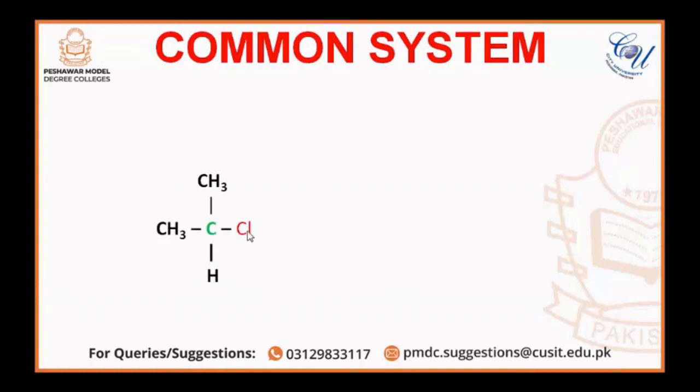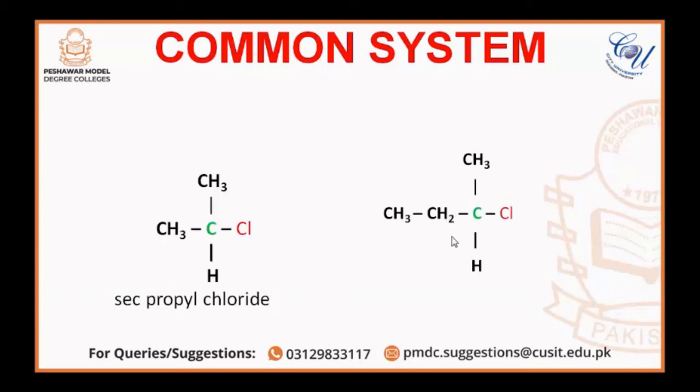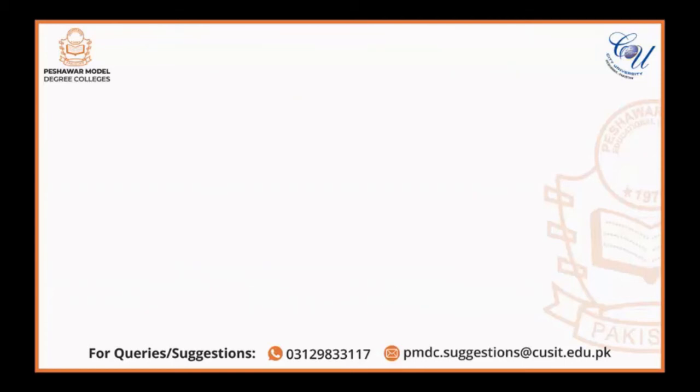Now, the carbon holding the Cl group is attached with 2 carbon atoms, so we call it secondary propyl chloride. Now, the carbon attached with the chlorine has 2 carbon atoms attached with it, that is CH3, C, CH2 and CH3, so we call it secondary butyl because it has 4 carbon atoms, so we call it secondary butyl chloride.